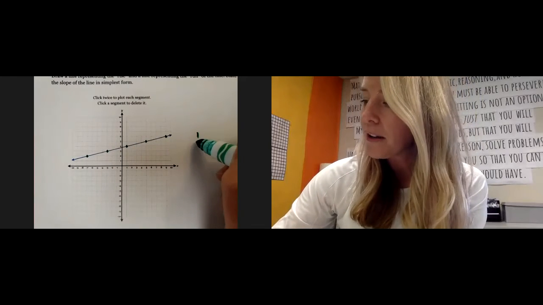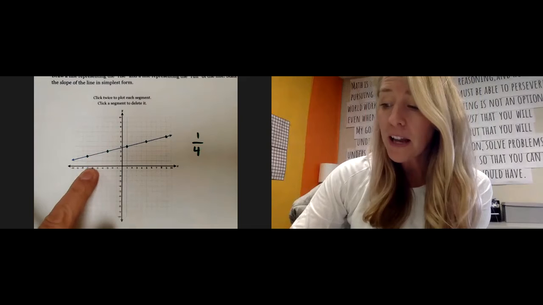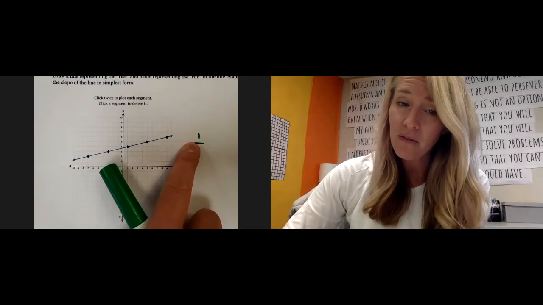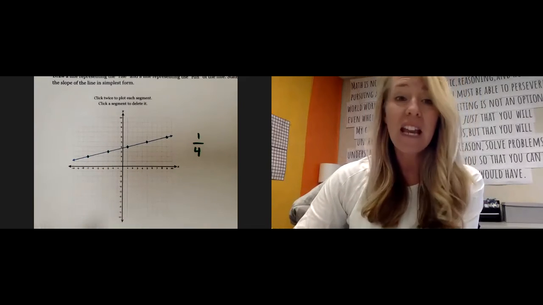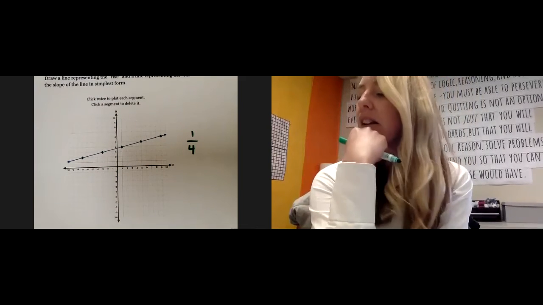So +1, +4. Now, if I was going down and over, make sure that top number is negative. You've got a negative slope there. So I don't have a negative example, but I want you to know that. There was something else I was going to tell you, and I forget.